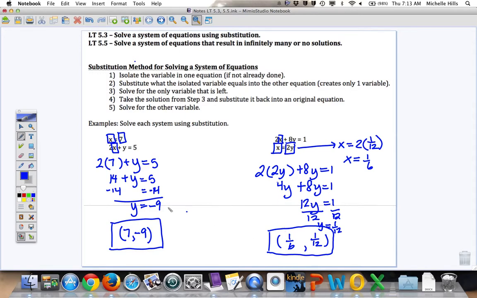You can check this in your calculator. Check it with the equation that you didn't just use. We kind of used the easier equation to find x over here. We would have to check it in this one by 2 times 1/6 in place of x, plus 8 times 1/12 in place of y. Plug that in your calculator and make sure it really does equal 1. It does, so we're good. Make sure that you've checked it in both equations. You've sort of checked it in this second equation because you used it to find x. You have to then check it in the other equation, just like we did in Learning Target 1.